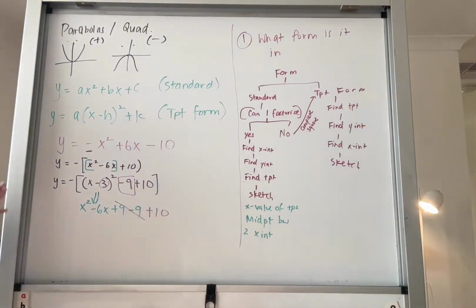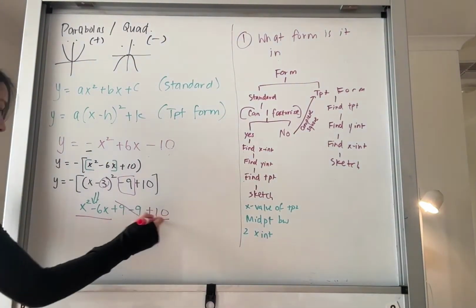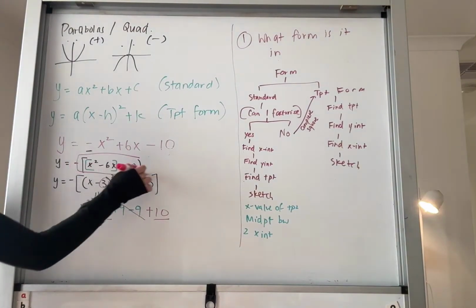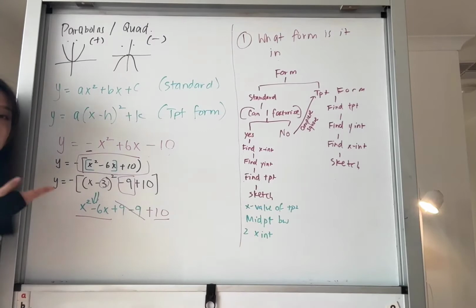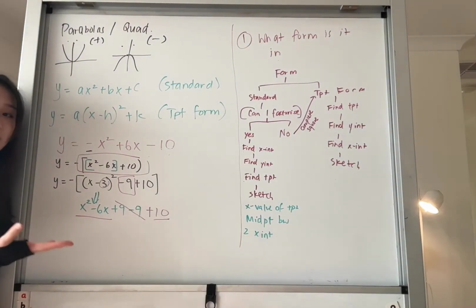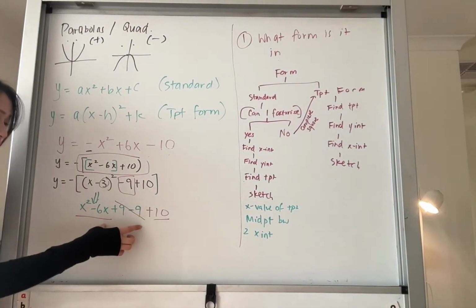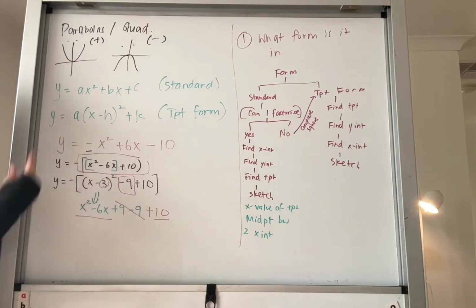So what I've done is I've gotten the same expression as this entire thing over here. So that's why we complete the square. You're just changing the form. You're not really doing anything to the equation. You're just changing the form to get it into the turning point form.